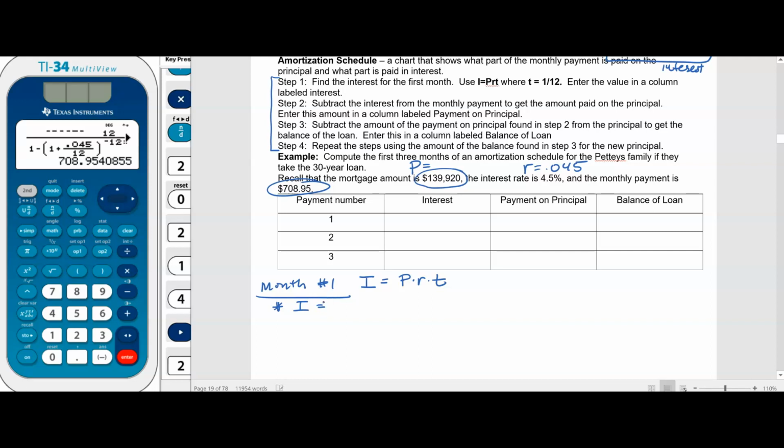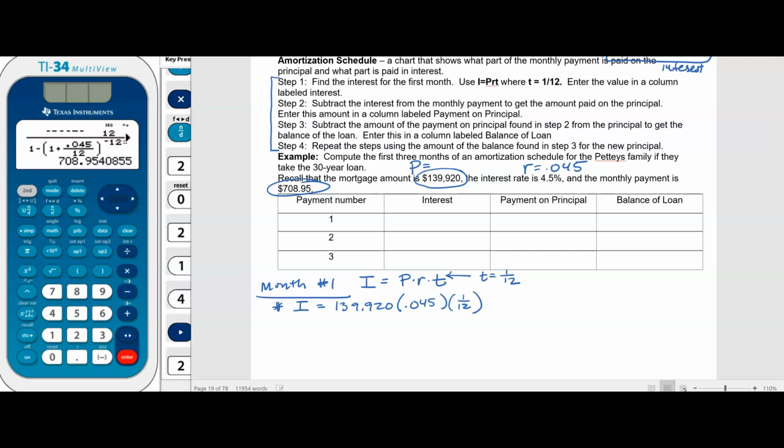So I'm just going to write down for time, for all of these, time is always going to be 1/12, because one month is 1/12 of a year. So remember, T in all of these formulas stands for number of years. So if we're looking for the interest in 1 month, we want to do 1/12, because a month is 1/12 of a year. So the interest that accrues during that first month is going to be the principal, $139,920, times the rate times 1/12.